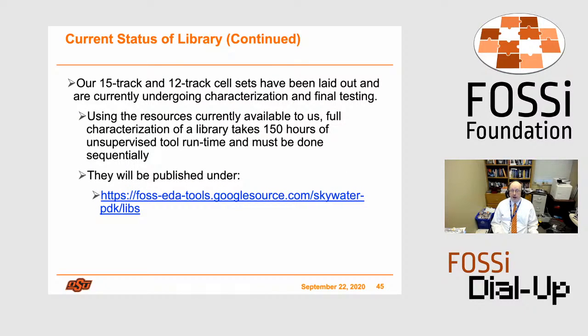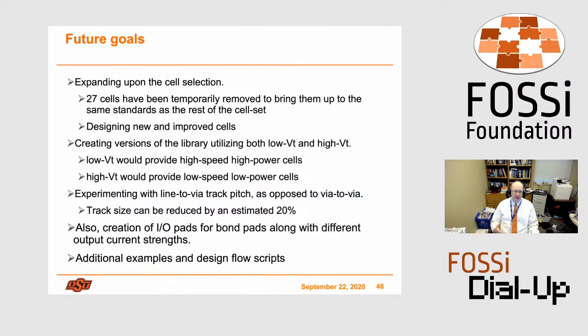We also have 15-track and 12-track sets. We've already laid them out. They're just going through characterization, and that really takes a long time. Characterization is taking the library and running it through a SPICE simulation for all the SPICE decks, and for our library it can take up to 150 hours of unsupervised runtime for a single computer for one specific corner. So we're going to publish them listed here, and again, we hope to have those out in 1 to 2 weeks. Those have more tracks, so the cells will be smaller and denser.